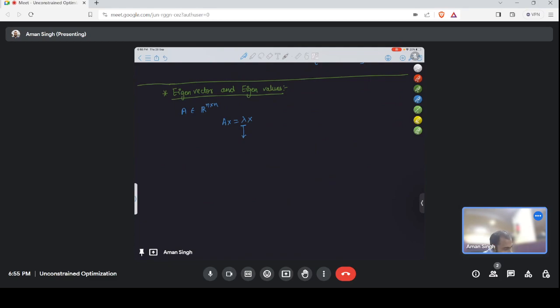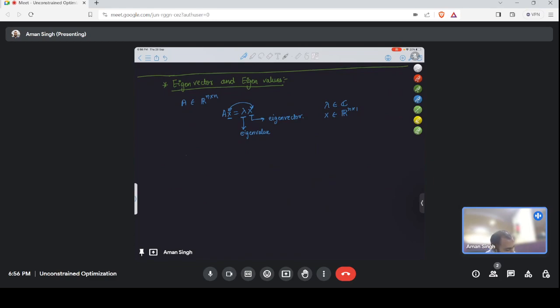This is the eigenvalue. This is the eigenvector. So lambda belongs to the complex plane. It can be a complex number or a real number. And x belongs to R n cross 1, so it's an n cross 1 vector. So notice these two are the same. If a number and a vector satisfy this equation, they are the pair of eigenvalue and eigenvector.